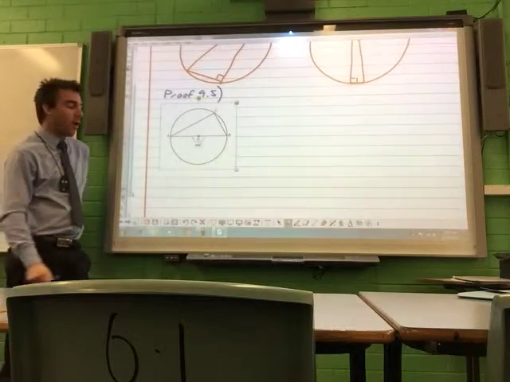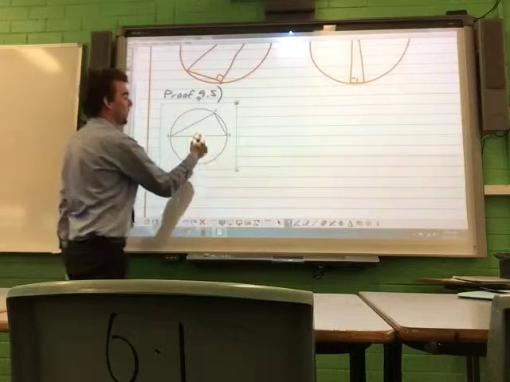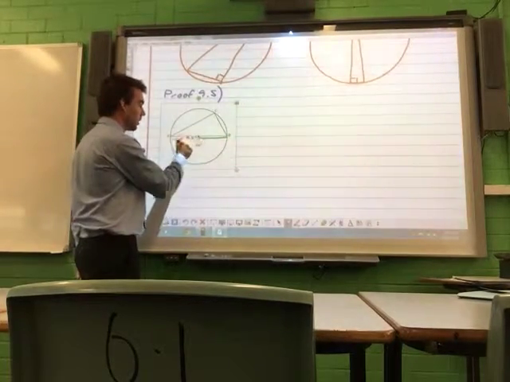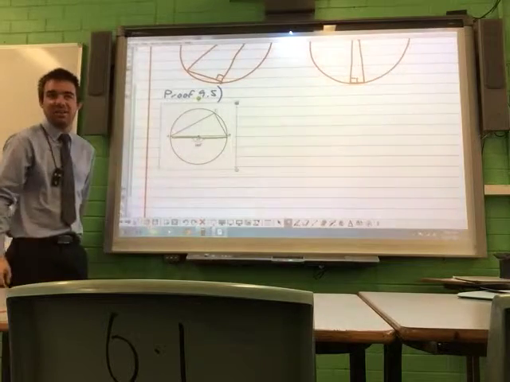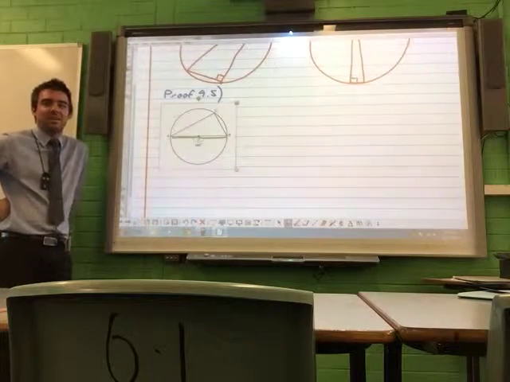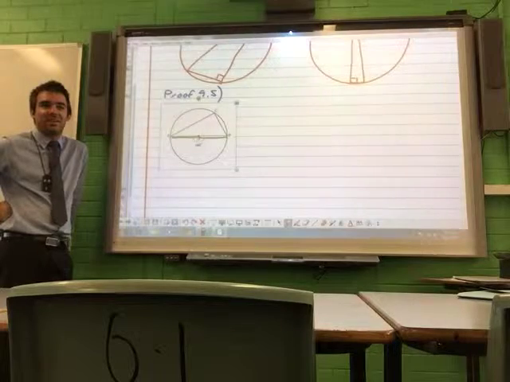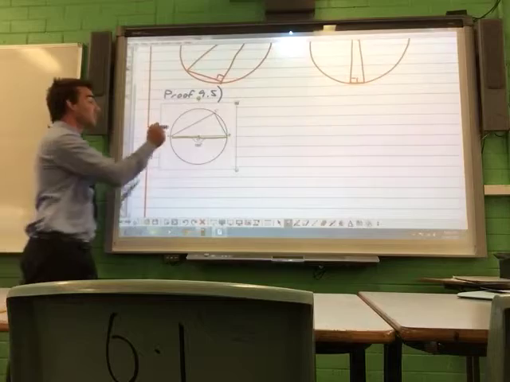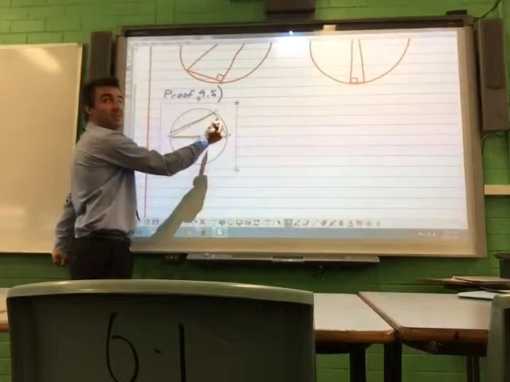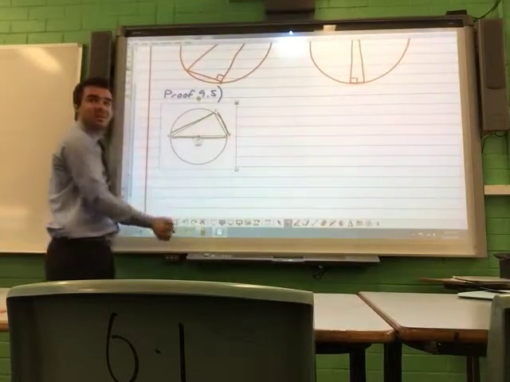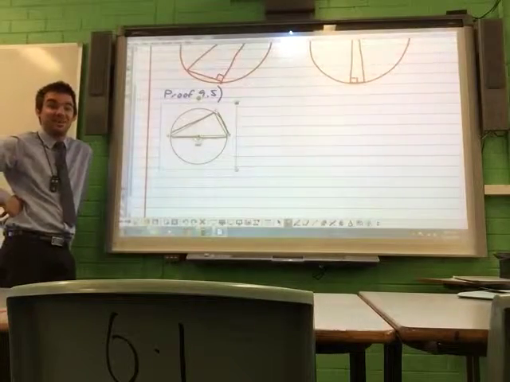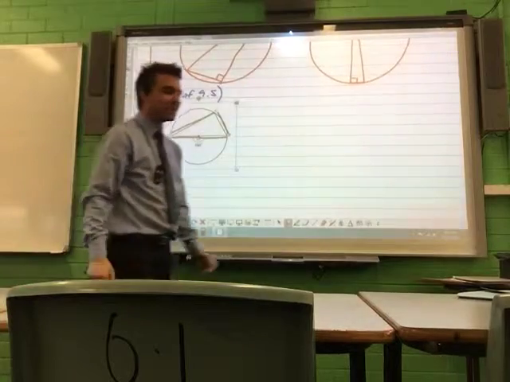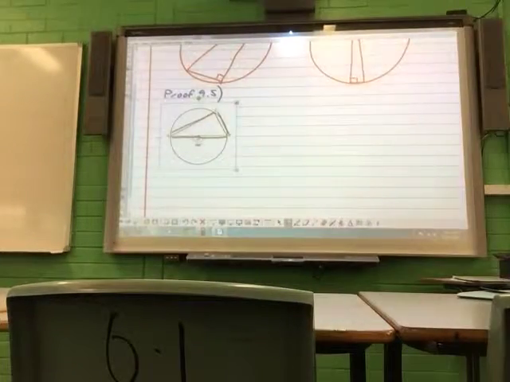Alright, what am I drawing here? What's that called? Radius. What's this called? A radius. Does that give you a hint? What's this called? Chord. X equals 2x, because it's touching the circumference and there's the two. Okay, it is the angle at the centre is twice the angle at the circumference.